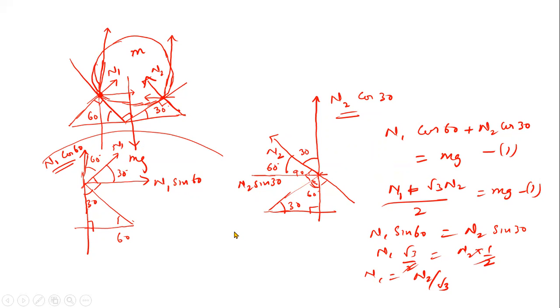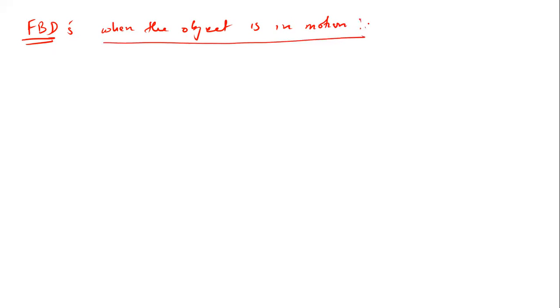So far, we have been looking only at objects that are at rest. Now let us look at how to draw free body diagrams when the objects are in motion. The first kind of problem, let me write it down: free body diagrams, FBDs, when the object is in motion. This is what we are going to look into.